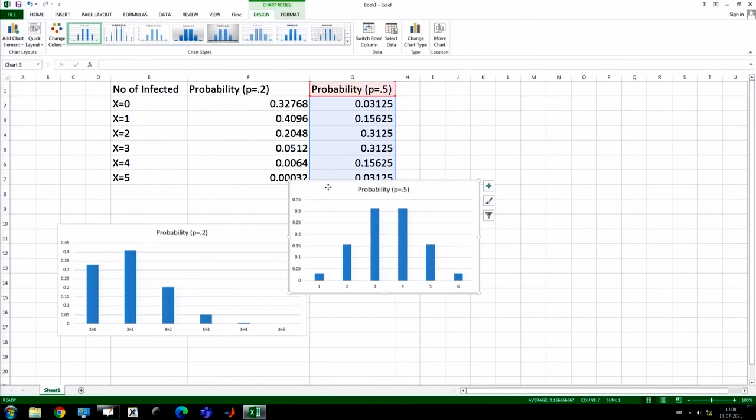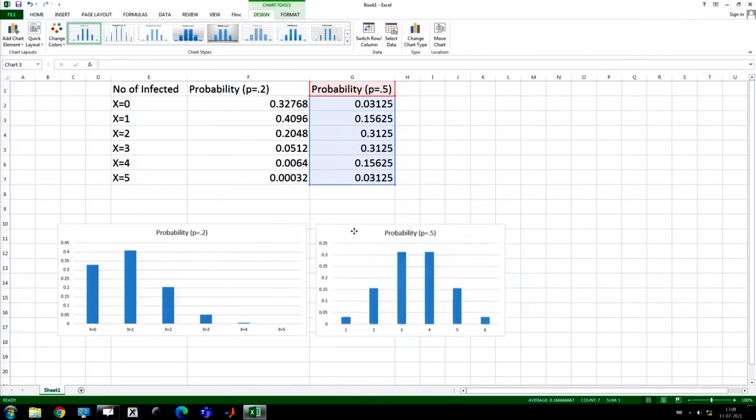Yeah, here I get it. What is happening here is that this one is skewed, but this one is more symmetric. When I had probability equal to 0.5, I get a more symmetric distribution compared with what I got when probability p was equal to 0.2. The point I am trying to make is that if the probability of success and probability of failure are almost equal, I am going to get a symmetric distribution.